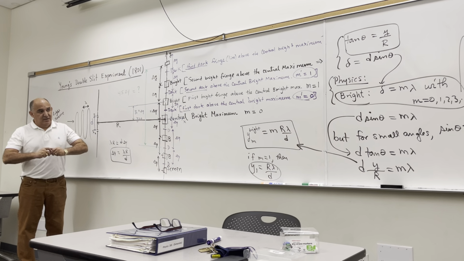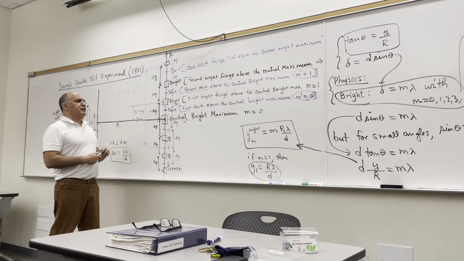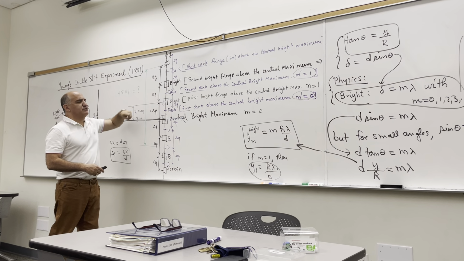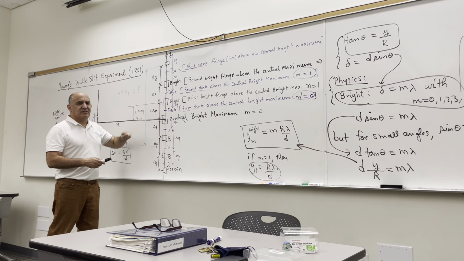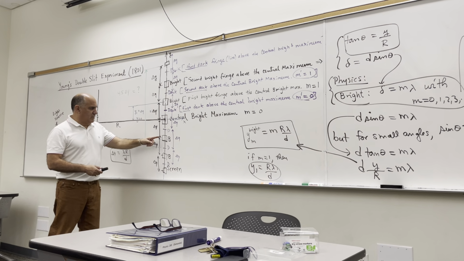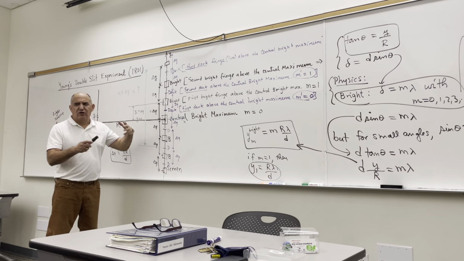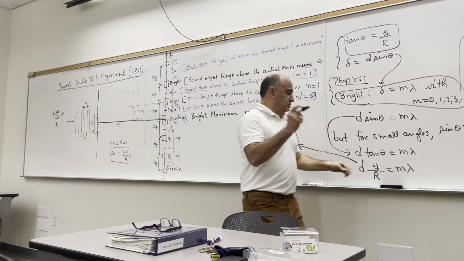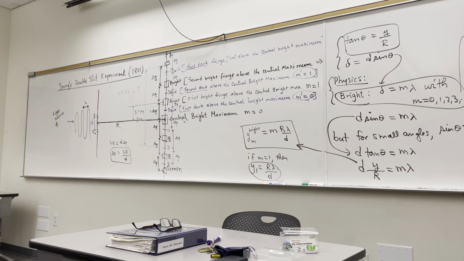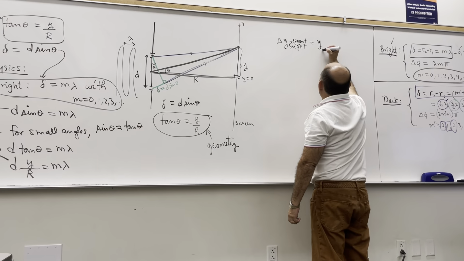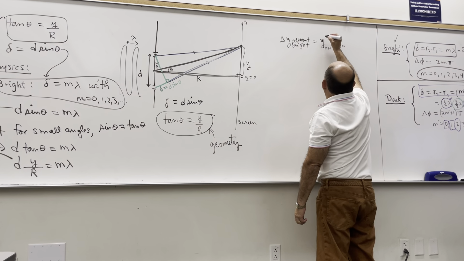And in fact, if I say, well, how do you know that the distance between the second bright and the first bright is the same as the distance between the first bright and the center bright maximum? Or the distance between this and this is the same as that one? How do you know they're the same? Well, we can just say this. Okay, what's the separation distance between bright spots? It would be adjacent bright spots. It would be y of m plus 1 minus y of m for bright and bright, right?